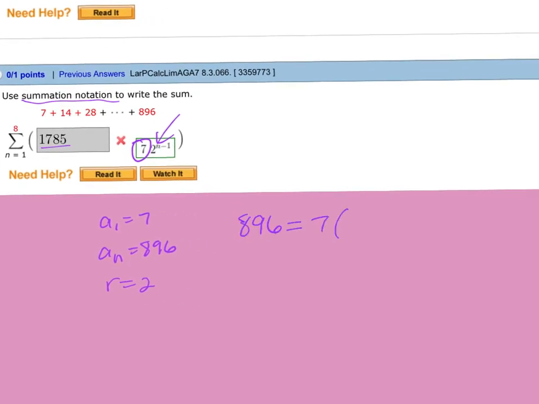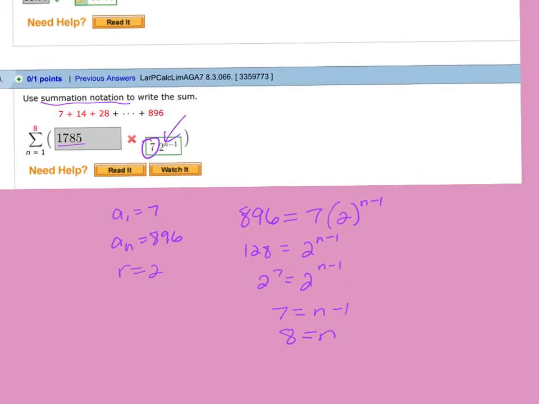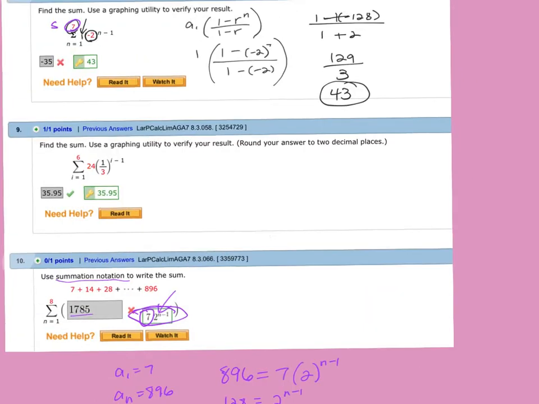You had to figure out how many terms there are by doing 896 equals 7 times 2 to the n minus 1, which is almost the exact same thing we did yesterday in the notes. 896 divided by 7 is 128. This is the same one. And then this is 2 to the 7th. And then 7 equals n minus 1, and n equals 8. So she just had to set up the summation.